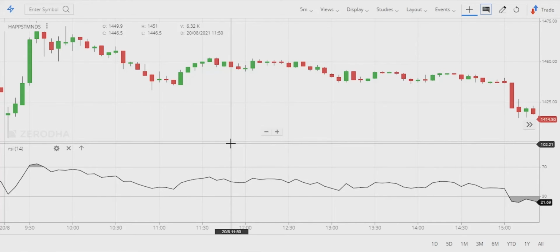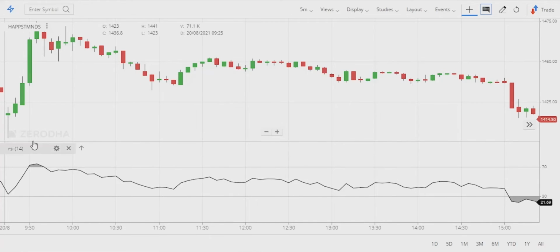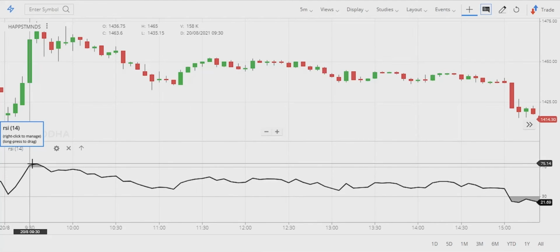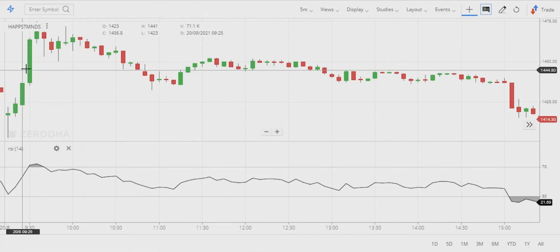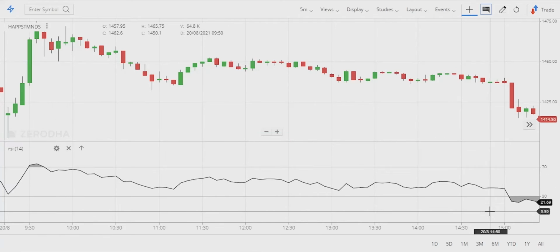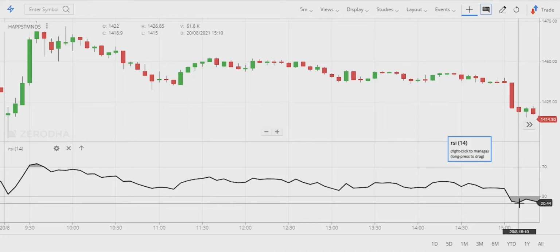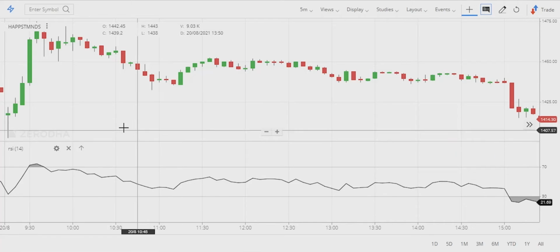So what does this 70 and 30 mean? Whenever the relative strength index goes above 70, we will assume that our stock is in the overbought zone, and whenever this index goes below 30, we'll assume that our stock is in the oversold zone.